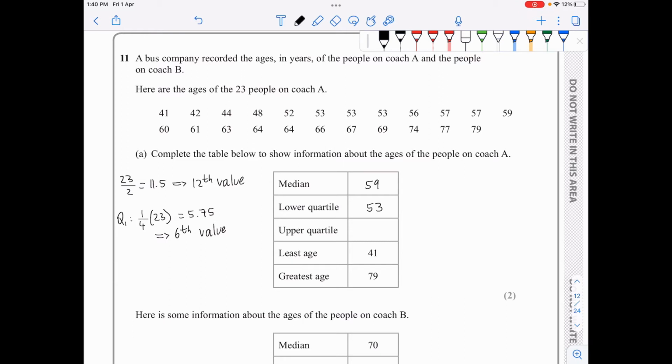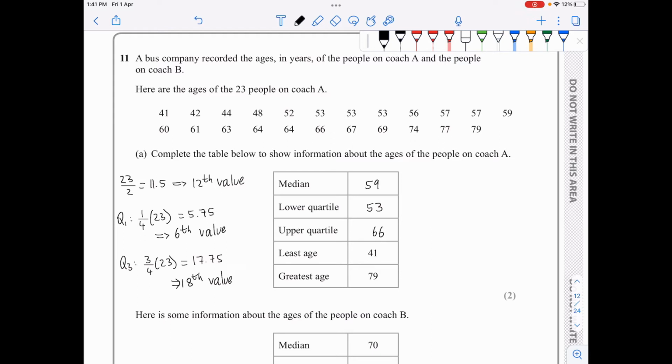And then for the upper quartile, I'm going to do 3/4 of 23, which is 17.75. I round up to the 18th value. And again, going through the list of numbers, the 18th value turns out to be 66.